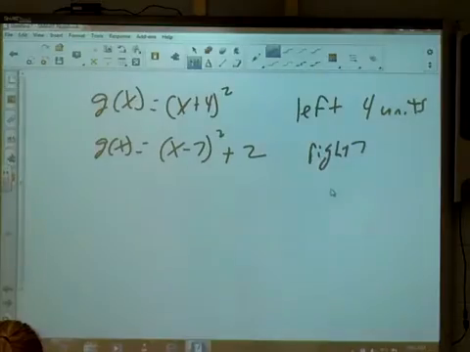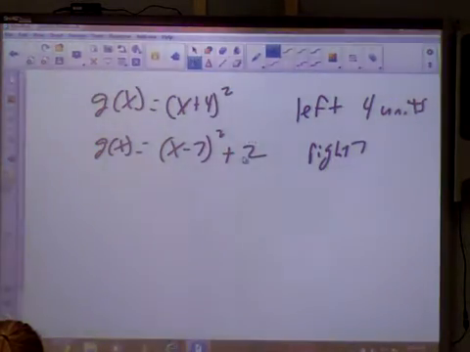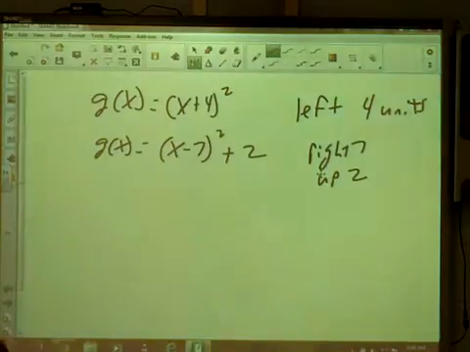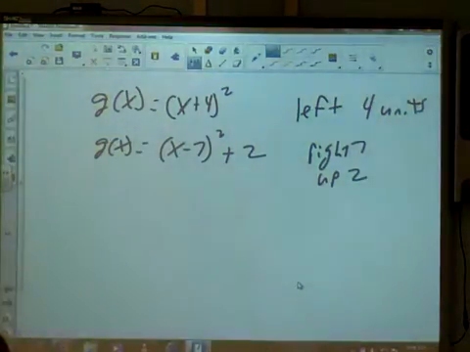Everybody okay on that? Then I got something stuck out on the end. What does it do when it's stuck out on the end? It goes up or down. Up or down, but it's the right sign. So if it says plus 2, that means a positive 2, which would mean up 2. Everybody remembering those? Pretty easy on that so far?